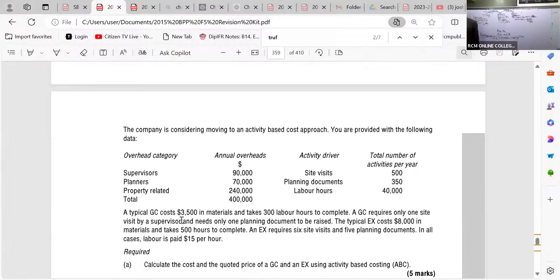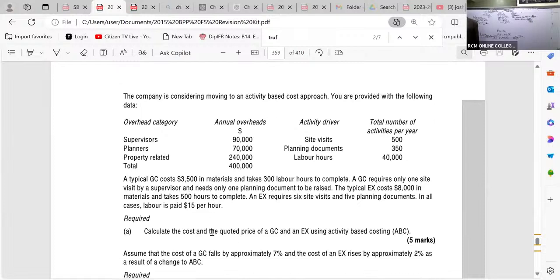A typical GC costs 3,500 in materials and takes 300 labor hours to complete. A GC requires only one site visit by a supervisor and needs only one planning document to be raised. The typical X costs 8,000 in materials and takes 500 hours to complete. An X requires 6 site visits and 5 planning documents. In all cases, labor is paid at 15 per hour.